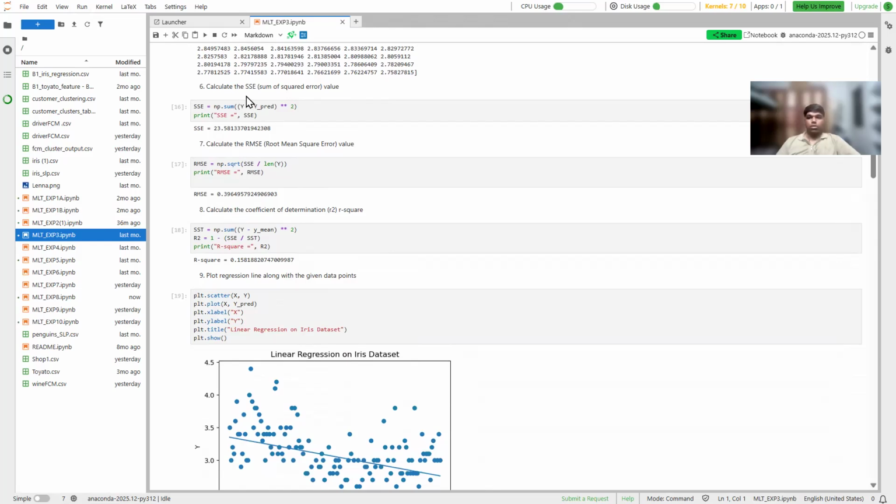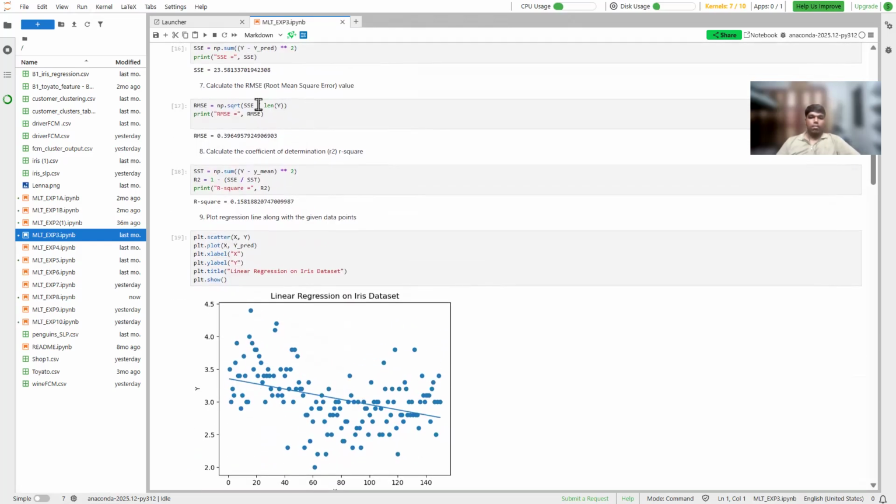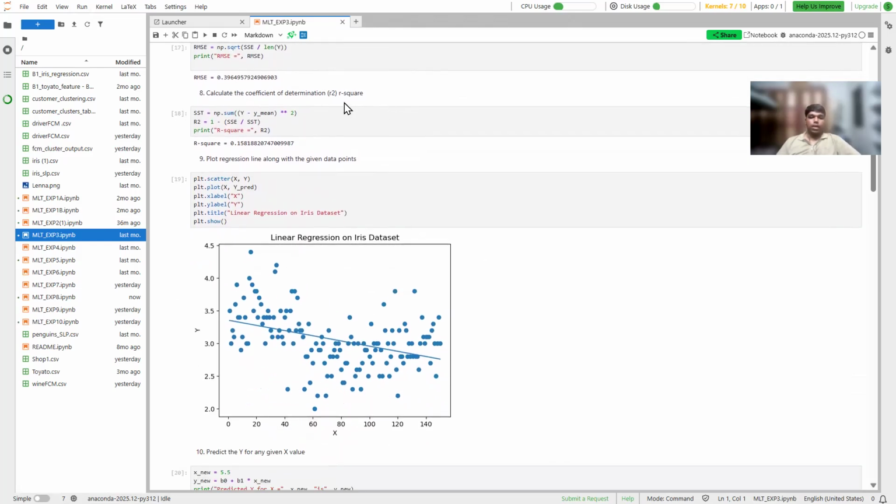Calculate the SSE. SSE is the sum of squared error. So here I calculate the squared differences and sum them. Next, RMSE. RMSE is where I take the square root of the mean squared error. To calculate R square, I use the formula based on SSE.